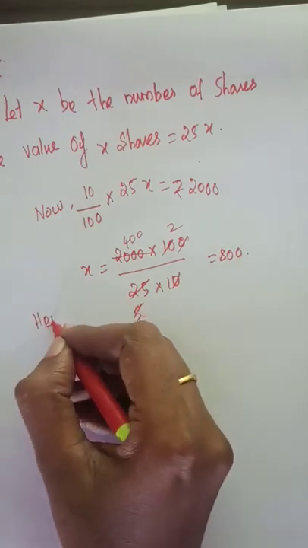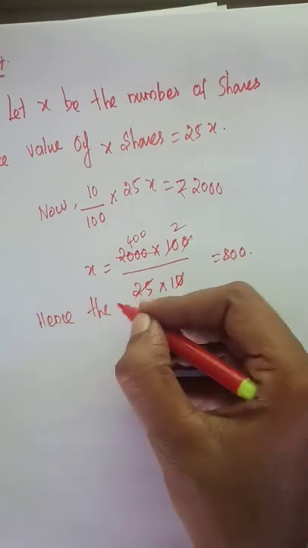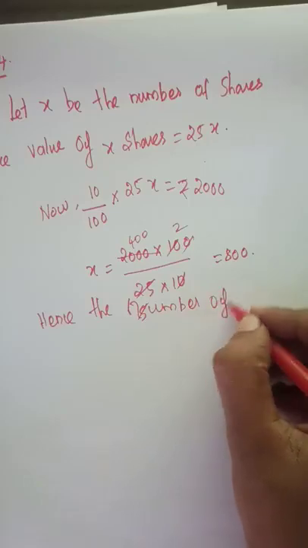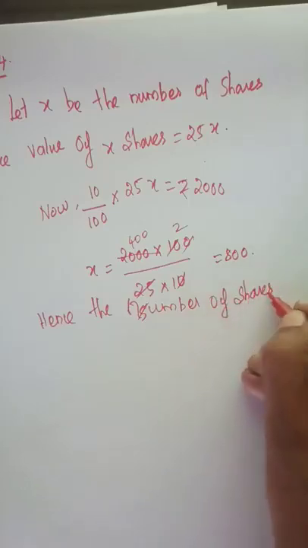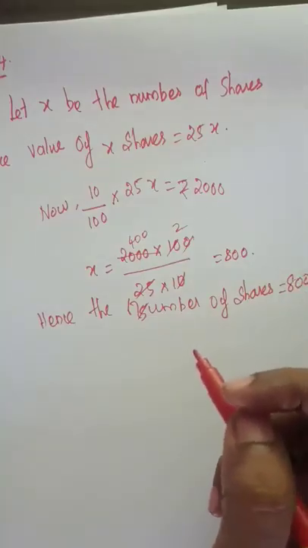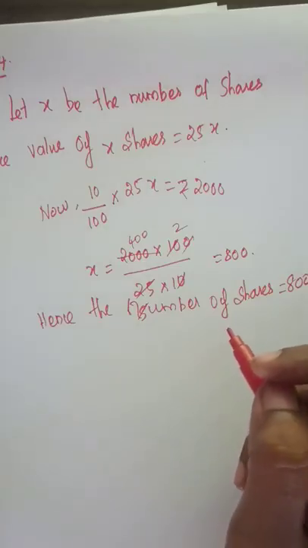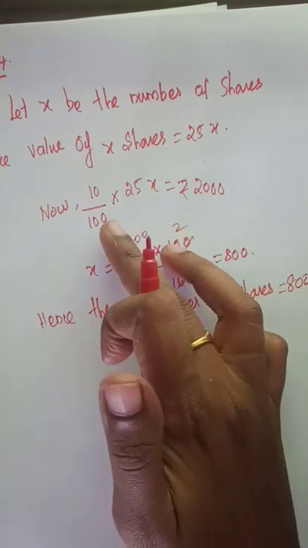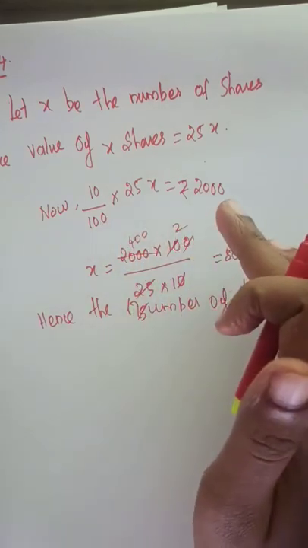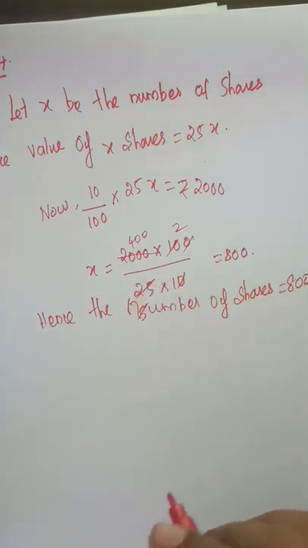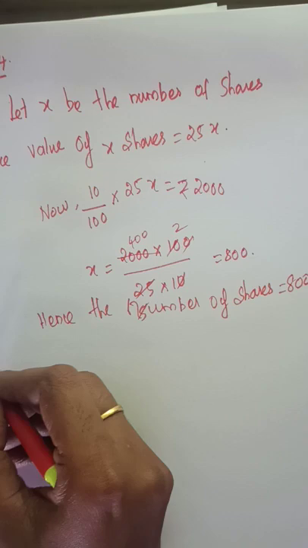What's the value of the number of shares? Hence the number of shares is equal to 800. Understand? So let x be the number of shares. From that, the face value of x shares is equal to 25 into x. Now according to the given condition, 10% of 25 shares is equal to 2000, and from that if we find the x value, we will get the number of shares. Understand? Okay, let's move to the next question.